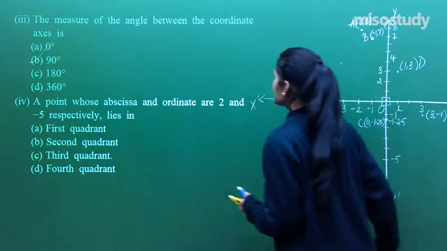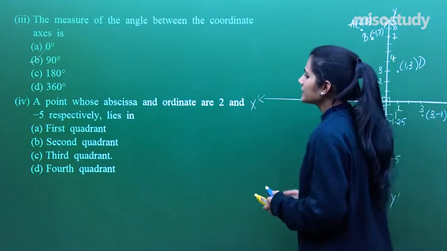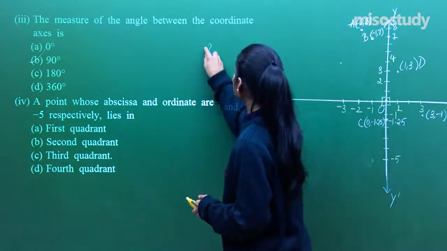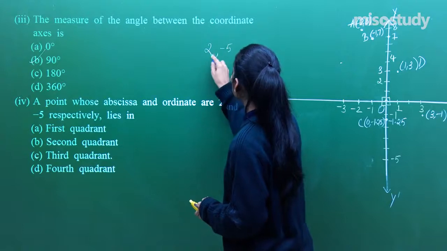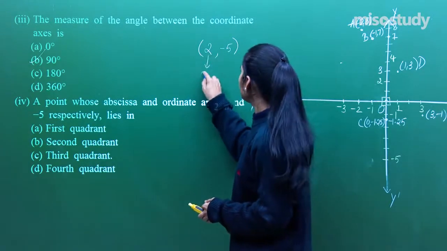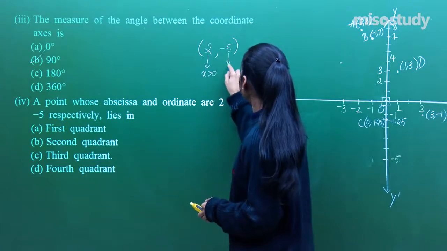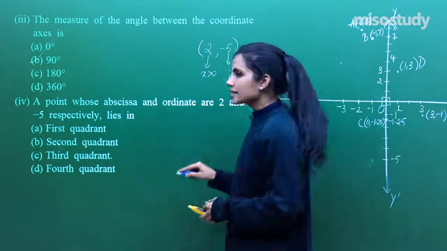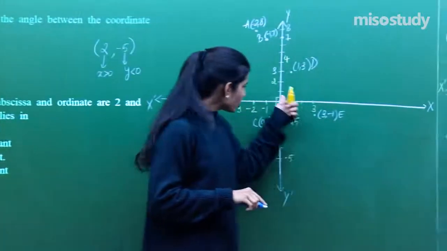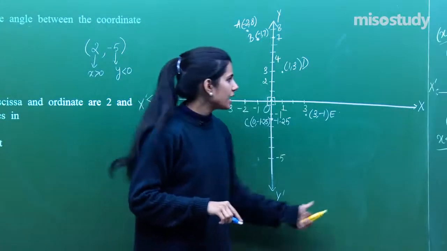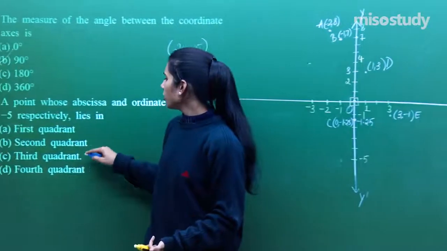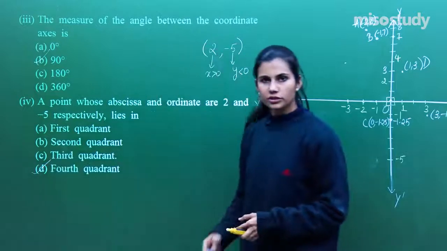A point whose abscissa is 2 and ordinate is -5 is going to lie where? If the point has abscissa 2 and ordinate -5, that means the coordinates of the point are 2, -5. So the x coordinate is positive and the y coordinate is negative. X coordinate positive means OX axis, y coordinate negative means OY dash. So the point is going to lie in the quadrant XOY dash, which is the 4th quadrant.